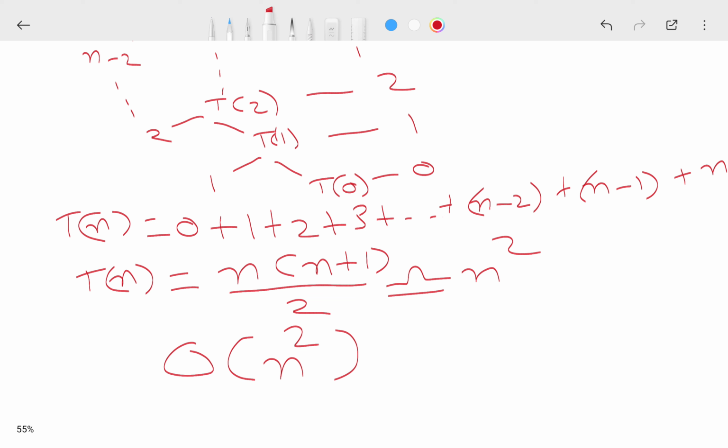So if you are given any recursive function, first form the recurrence relation for that recursive function. Then from that recurrence relation, derive the time complexity using either the substitution method or the tree approach. Thank you.